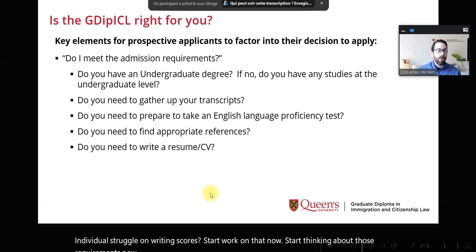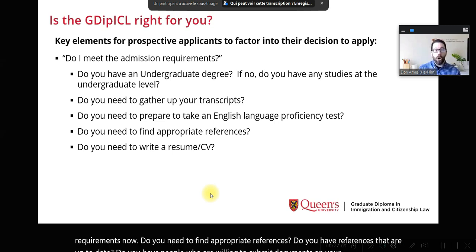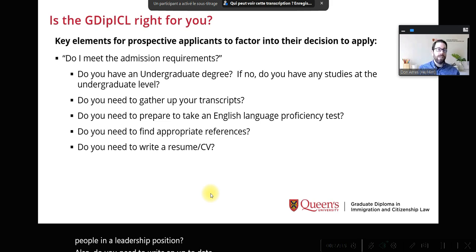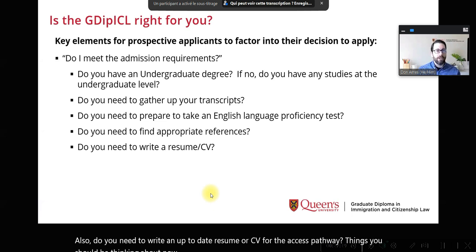Do you need to find appropriate references? Do you have references that are up to date? Do you have people who are willing to submit documents on your behalf? Are they people in a leadership position? Also, do you need to write an up-to-date resume or CV for the access pathway? Things you should be thinking about now and asking yourself now.